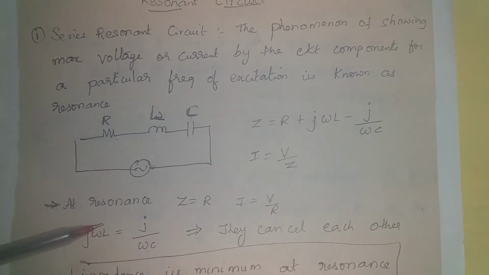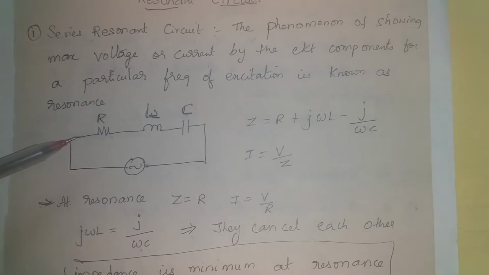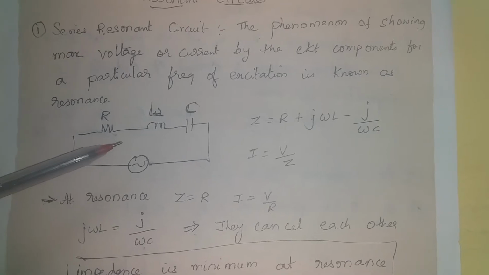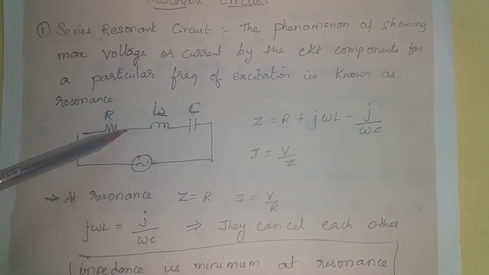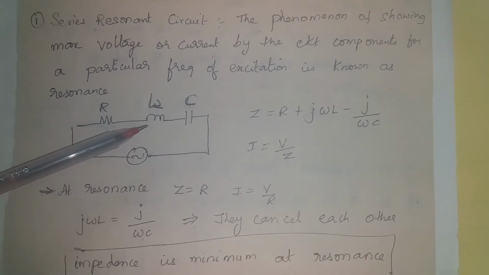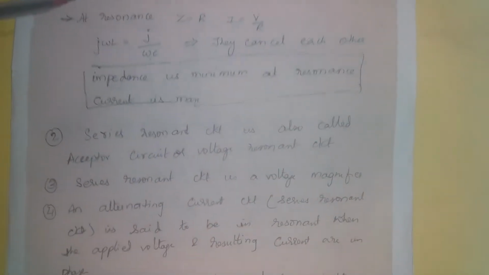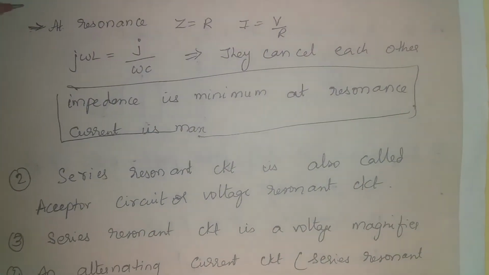So at resonance what happens? The impedance becomes resistive. The reactive components cancel each other. So j omega L will become equal to j by omega C, so they cancel each other. At resonance, impedance is minimum and current is maximum.